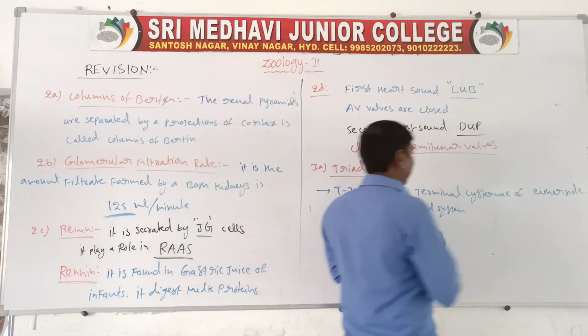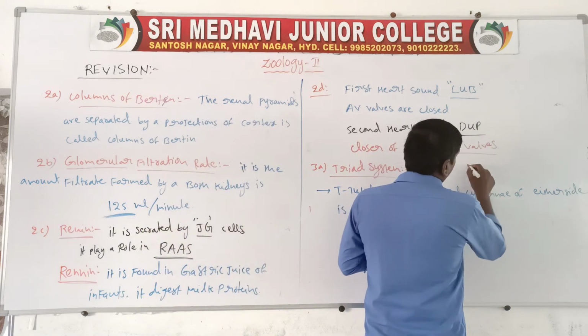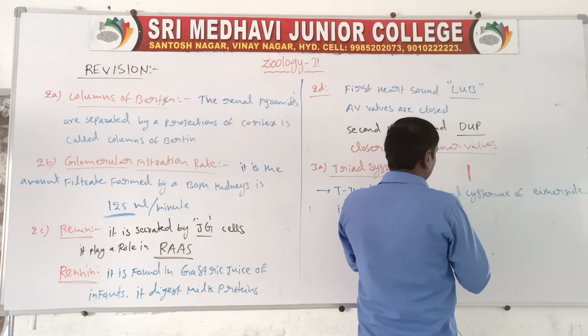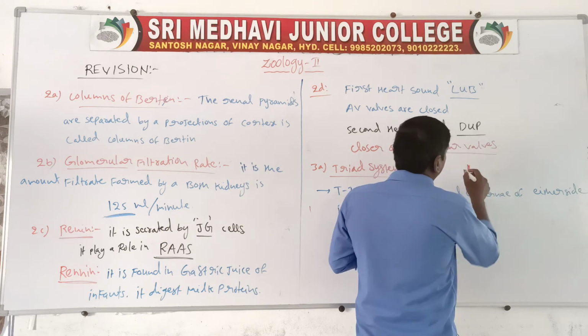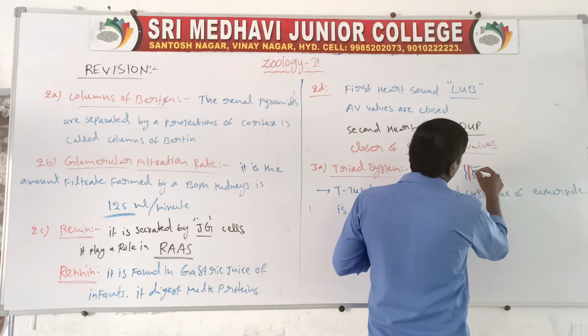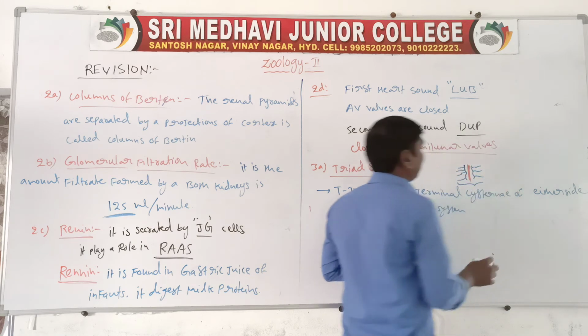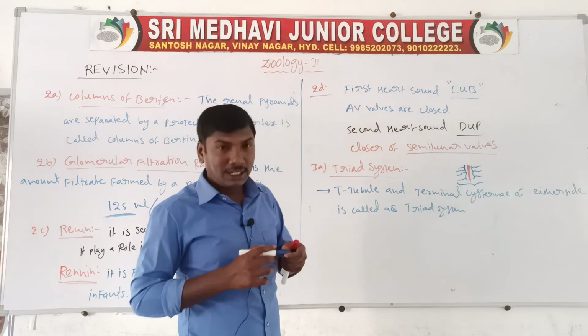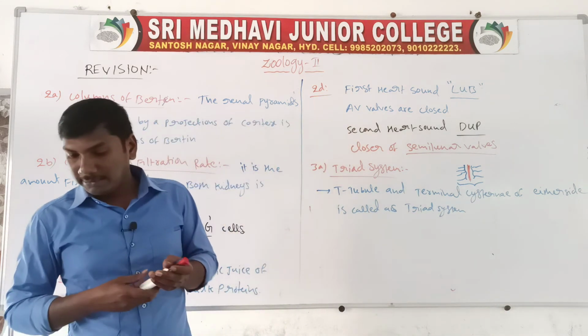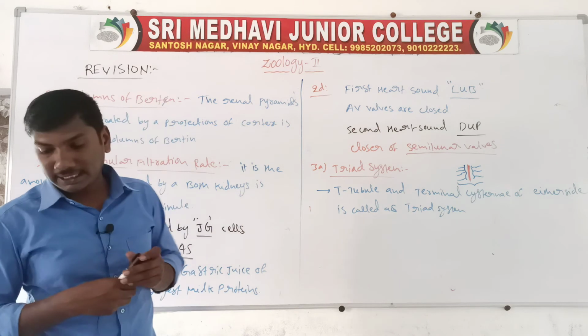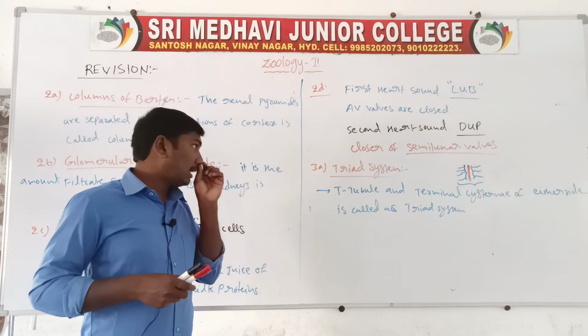Triad system, just a rough diagram for example. So this is the T tubule, and on either side of the T tubule are the terminal cisternae. The T tubule and the terminal cisternae of the sarcoplasmic reticulum on either side are called the triad system.